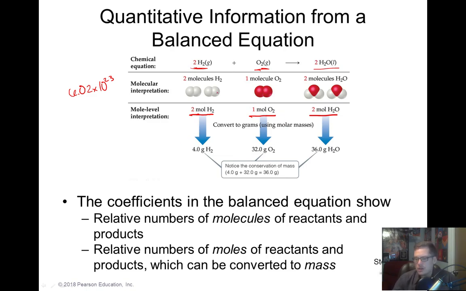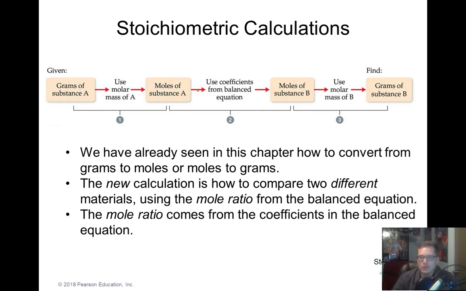Then if you want to convert them to mass, because really this is the most handy because we have balances that can tell us the mass of the things that we're working with. So if we want to convert it to mass, we have to use these molar masses. Okay, so that's the whole reason we have these balanced chemical equations, is so that we can figure out how many moles, molecules, and grams we have of whatever it is we're working with.